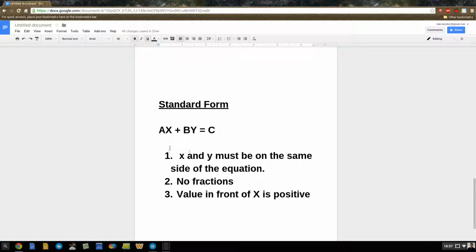And remember the 3 criteria that we have. Criteria number 1, x plus y must be on the same side of the equation. Notice here x and y are on the same side of the equation. Number 2, no fractions. So a, b, and c are all integers, whole numbers, not fractions. Number 3, the value in front of x here, in other words, a here, is positive. So a has to be positive. So those are the 3 criteria.